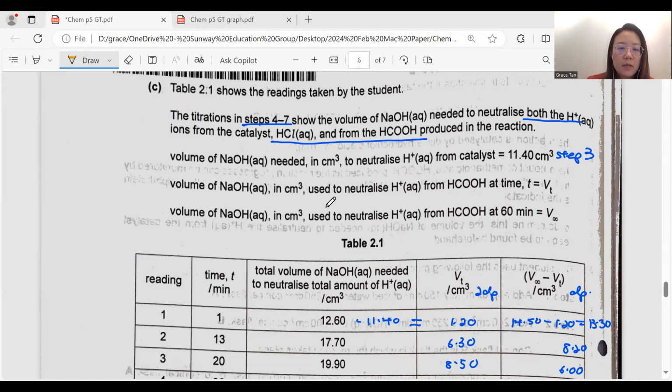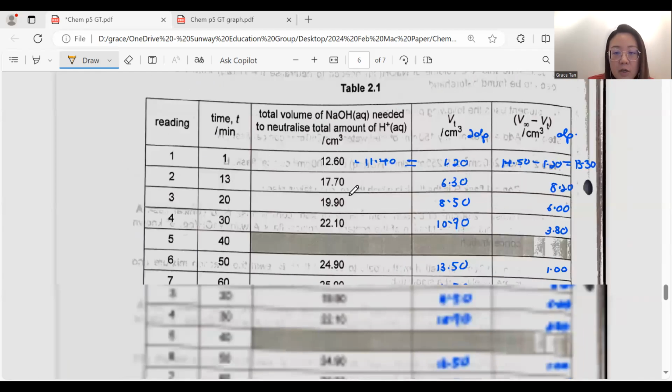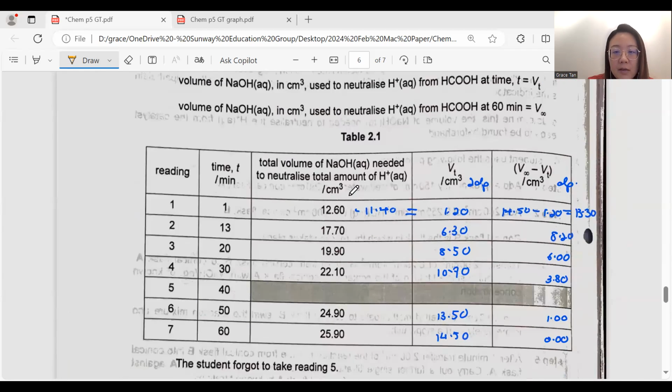Now, the volume of NaOH needed to neutralize the H+ from the catalyst is the step 3 version, 11.40. Then the volume of NaOH needed to neutralize the H+ from methanoic acid at that particular time is called Vt, and the volume of NaOH needed to neutralize H+ from the methanoic acid at the final 60 minutes is V infinity. Okay, now I show you the working, all right, and please check your answers. Now, all the readings here are given to 2 decimal places because burette readings are 2 dp. So when you calculate, please also answer in 2 dp.